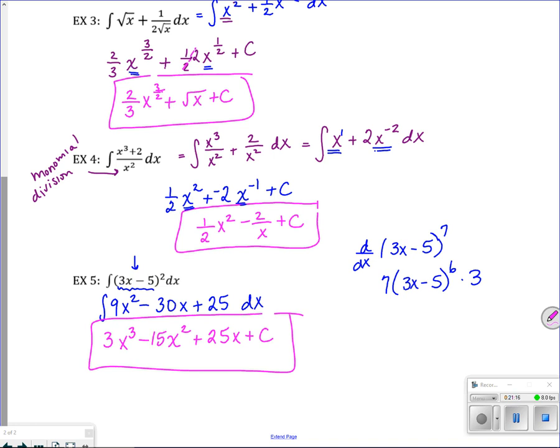So now you have done antiderivatives or integrals in definite integration. So practice that tonight, get the rules down, and we'll rock on.